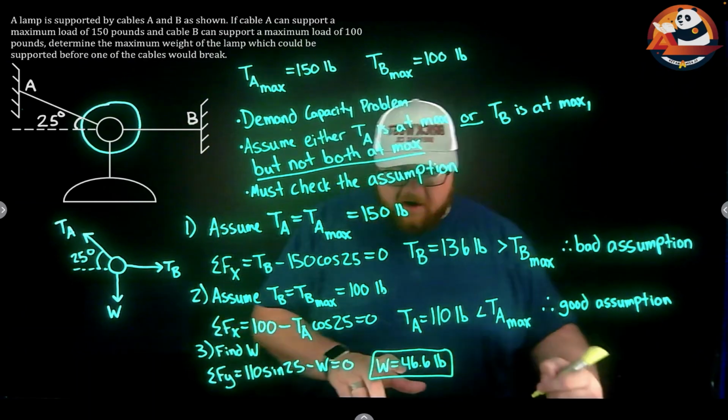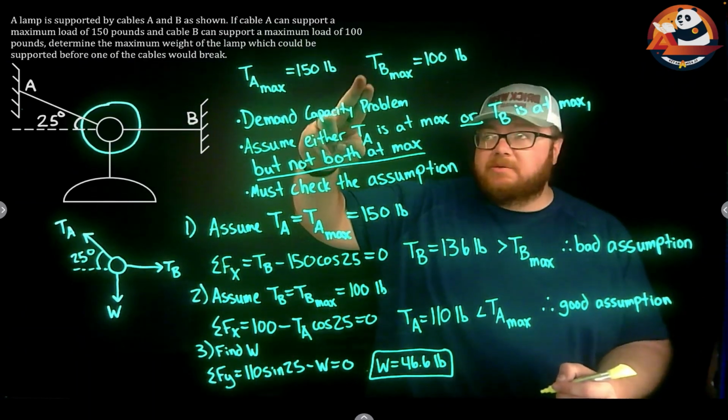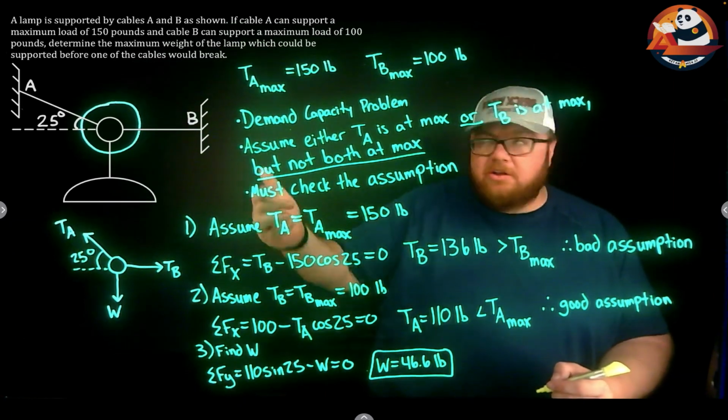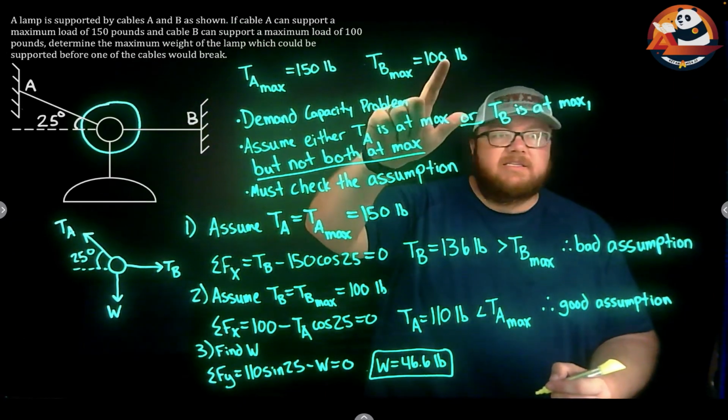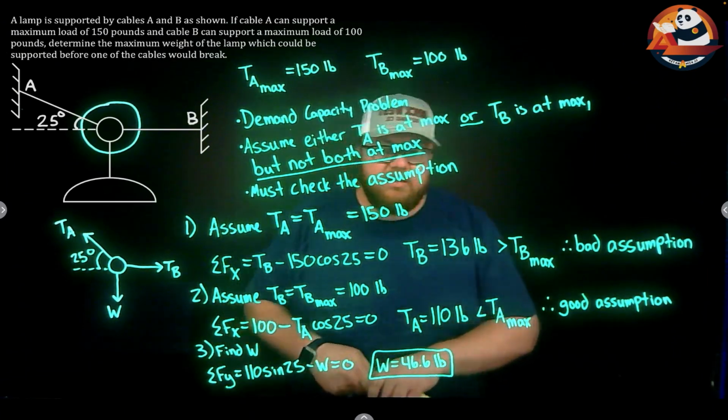If we are at 46.6 or below, TB will be at its maximum value. TA could still support a little bit more, but that doesn't really matter because TB would be about to break. We have to be there or less as we go in there.